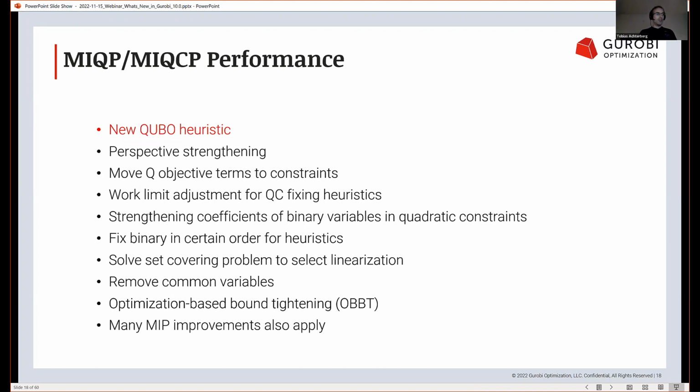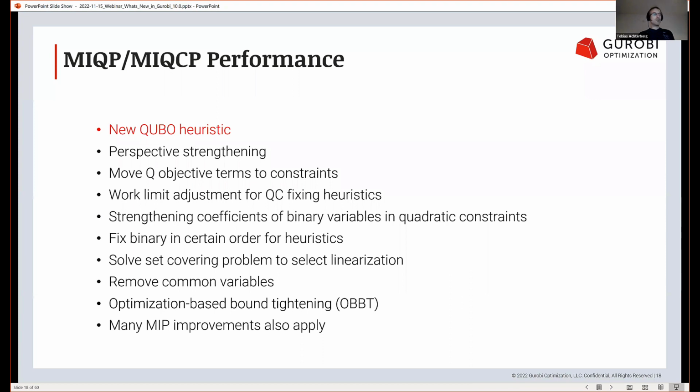Then certain improvements in heuristics. Then for the linearization, if the quadratic terms involve at least one binary variable, then you can linearize them. And if it's products of two binary variables, then you have a choice of how to linearize. Here you can solve a set covering problem to find the best selection of binary variables to linearize. And this is what we do. This helps a little bit as well.